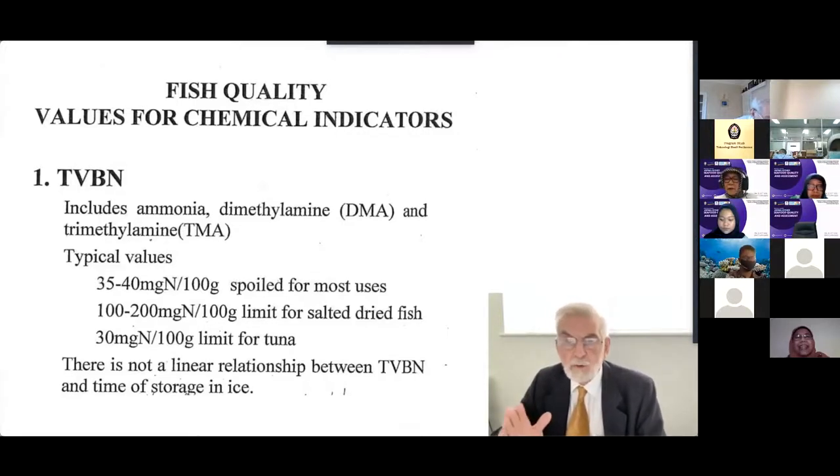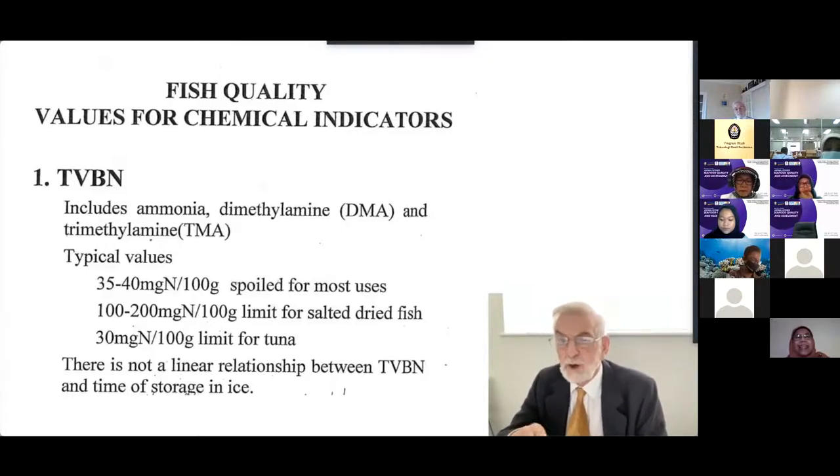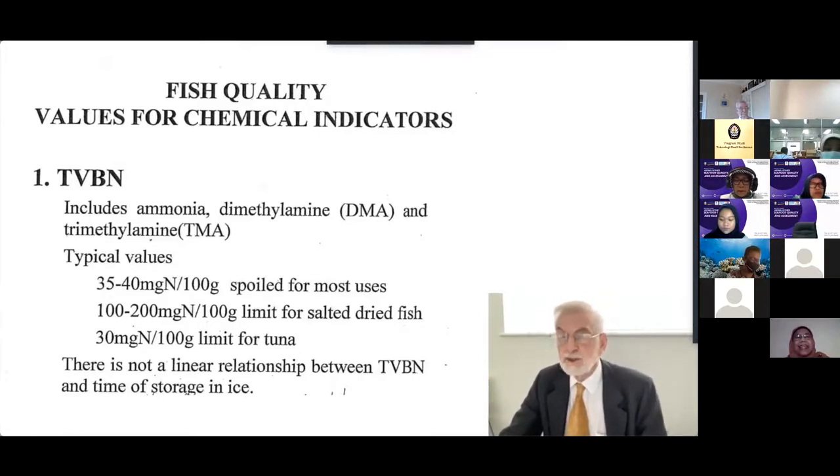One critical point with this is that it is not a linear relationship with time. If you store fish in ice, the TVBN rises fairly slowly to start with, and then you have a rapid increase just before it becomes properly spoiled. So, not a linear relationship, and I'll refer back to this later on.